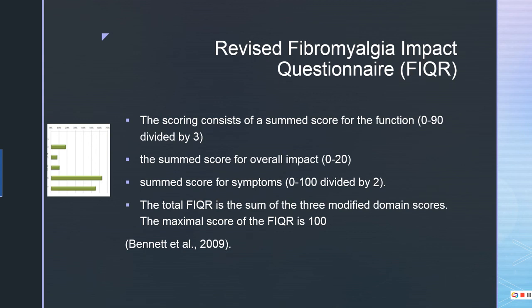The scoring consists of a summed score for the function, 0 to 90 divided by 3, the summed score for overall impact, 0 to 20, and the sum scored for symptoms, 0 to 100 divided by 2. The total FIQR is the sum of the three modified domain scores. The maximal score of the FIQR is 100.